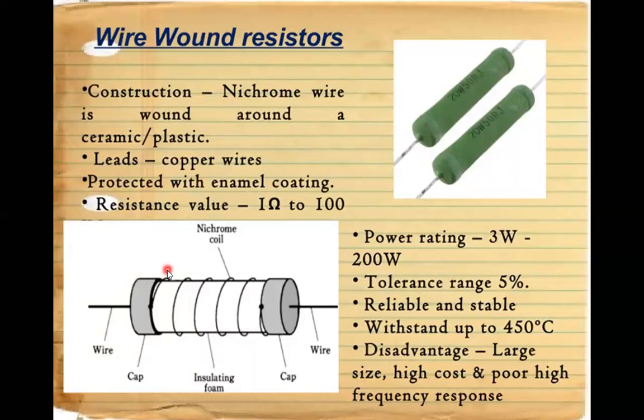You can see this is a cap, this is a wire, copper wire, and this white one is an insulating foam, and this is a coil made up of nichrome. Okay, and again this is a cap and this is a particular wire. So this is a wire wound resistor.